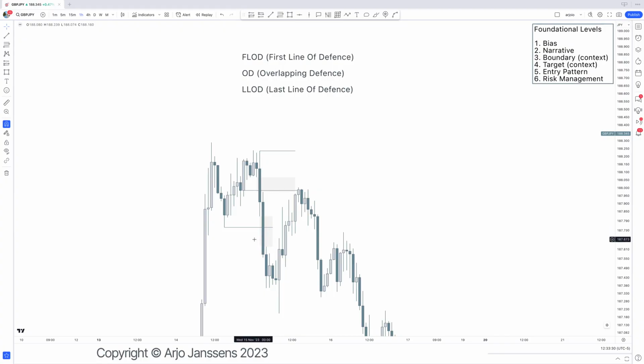Then the overlapping defense is the first overlapping part. The first overlapping part is this mitigation block right there with that fair value gap right there. Now, here we have, it's not the best example. We'll go over better examples as well, because here we have also this overlapping defense technically seen. If we only take the first one, it would have been this one, but this is also an overlapping defense right there. It's the overlapping part. Usually you have a FLOD, an overlapping defense, and you have a LOD. So if we only have those two, then it becomes a lot more clear as well. And then the last line of defense is this swing high.